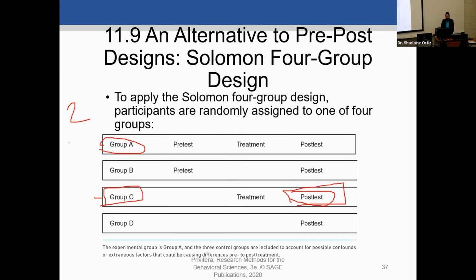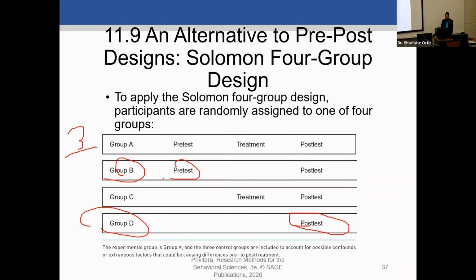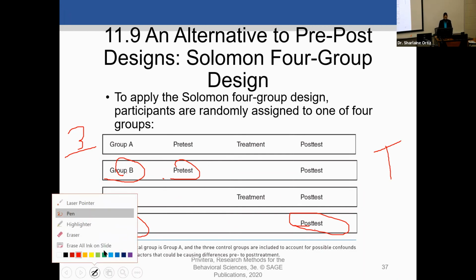Notice that our third comparison with this specific design is I'm going to look into group B in the pre-test sense, and we're going to look in regards to group D and its post-test. And why do we need to do this? Because this comparison between group B pre-test and group D post-test allows me to see if factors related to time are the ones influencing that variability.